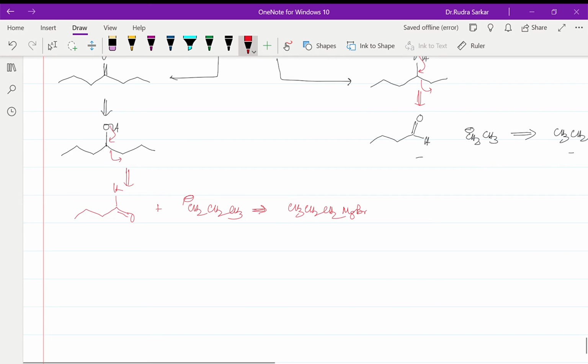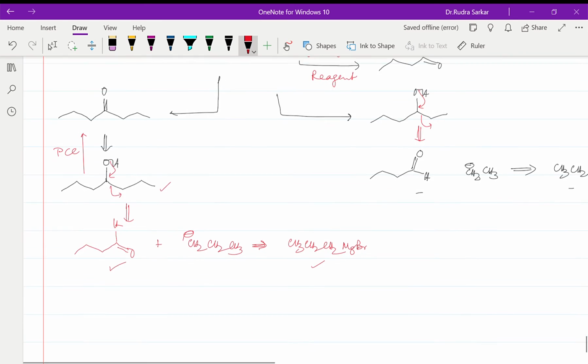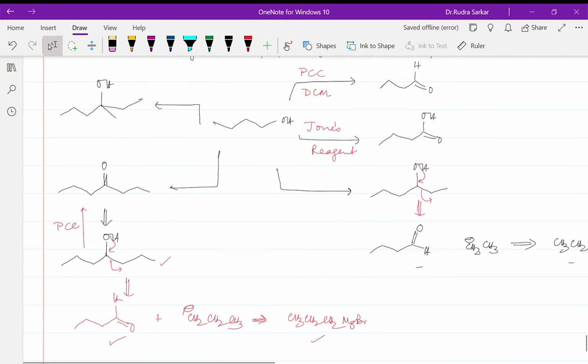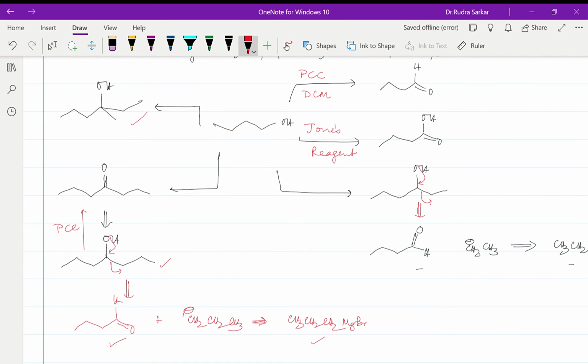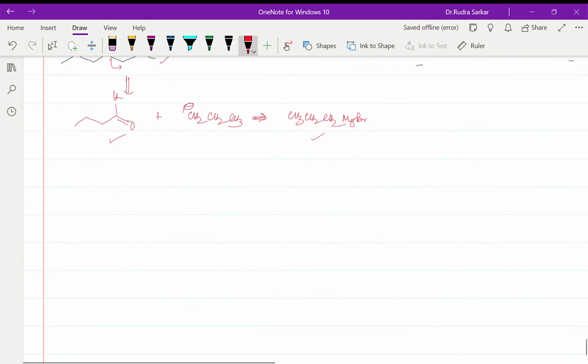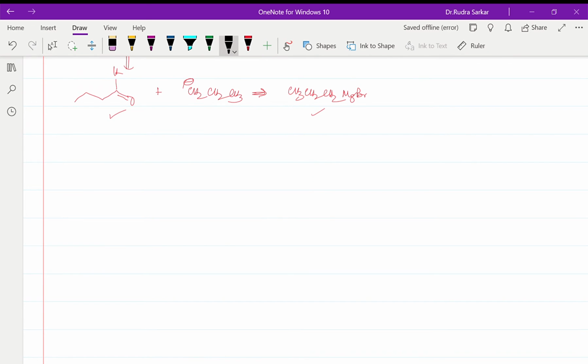Now if you react this one with that one, you will get this alcohol which you can oxidize by PCC to get that one, right? Yes, sir. Okay. Similarly, you try this one, okay? That is what I wanted to say. Okay. In the next one, we are doing a multi-step reaction, okay?